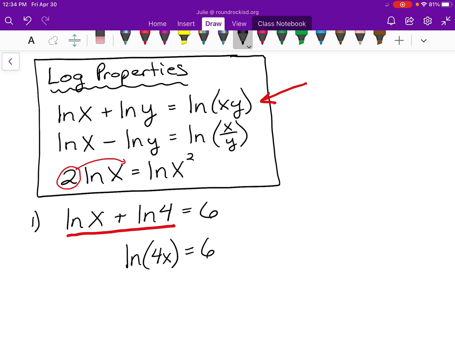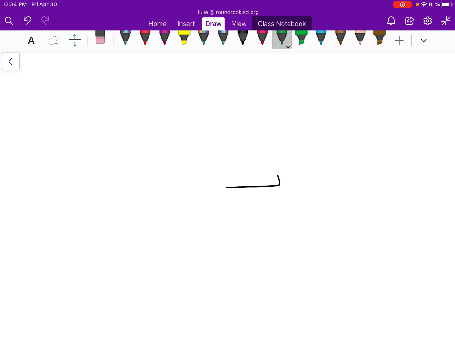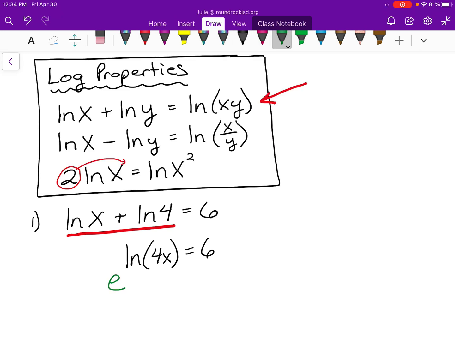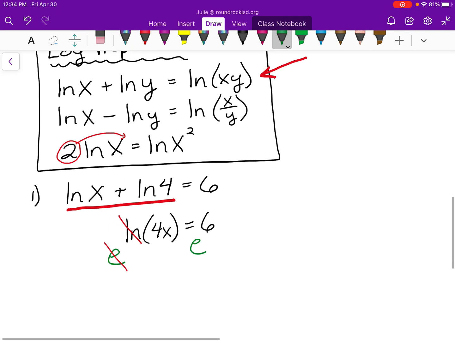Now, I'm trying to solve for x and get the x out of the logarithm. So I've got to take it to the exponential base, and the exponential base of a natural log is e. So I'm going to do the exponential base on both sides. And remember that natural log and base e cancel, and I'm left with 4x equals e to the 6th.